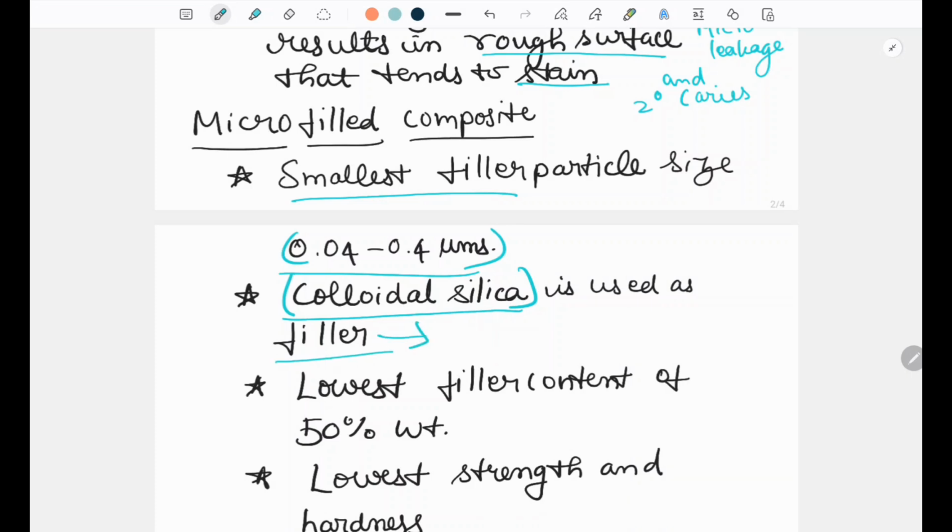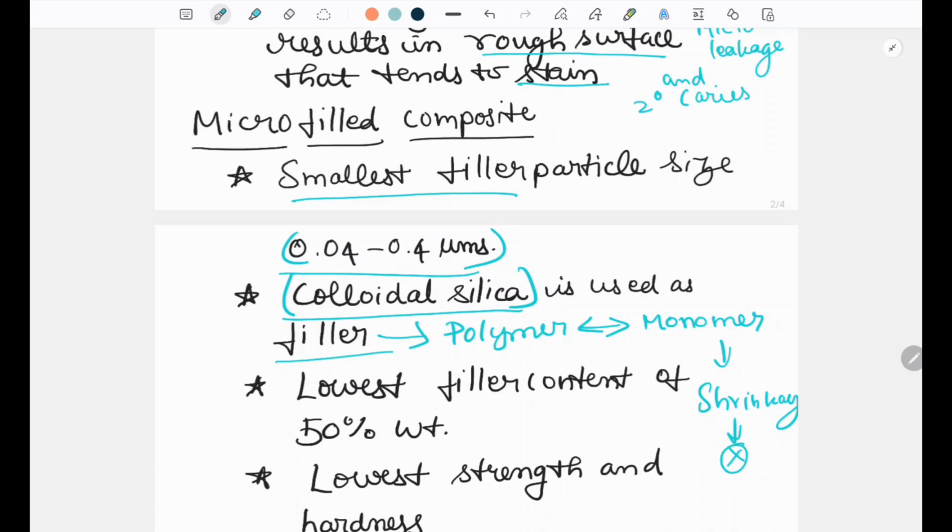So basically, what are fillers? Most of you might have known, but let me tell you that fillers are something which connects the polymer and the monomer. It is present in between the polymer and monomer, and majorly fillers are used to reduce the shrinkage of the composites. So basically that is why fillers are used.